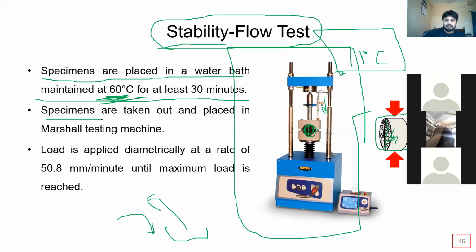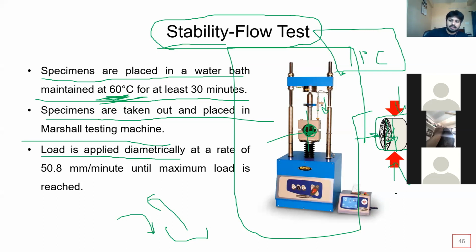Okay, so specimens are taken out and placed in the Marshall testing machine. Now load is applied diametrically. Diametrically means this is its diameter, so the load is through the diameter. So that's why it's called diametrical load. So diametrical load at a rate of 50.8 mm per minute until maximum load is reached.